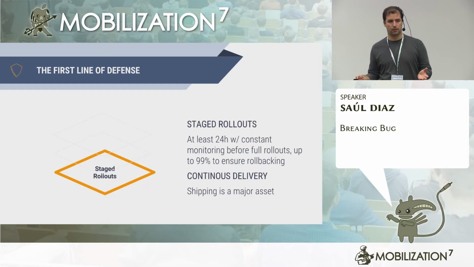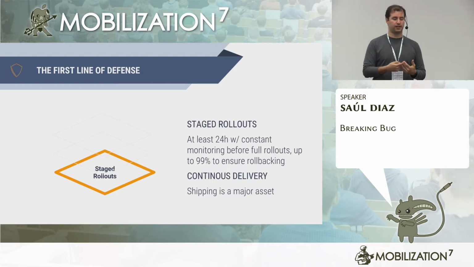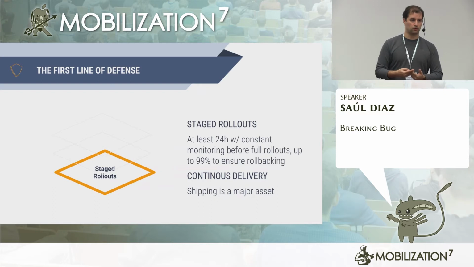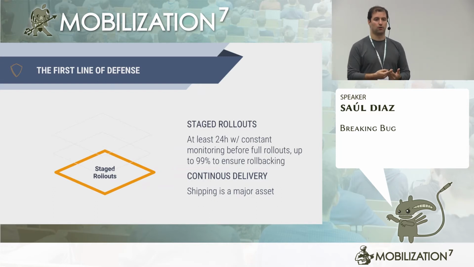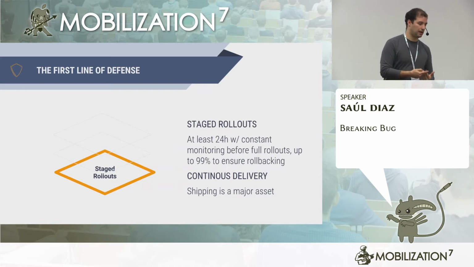And our third line of defense is shipping. We consider shipping a major asset. We don't try to be very dogmatic on our releases. We release when we are ready to release. And if we need to do additional releases for bug fixing or maybe diagnosing an error, that's something we are not afraid of doing.